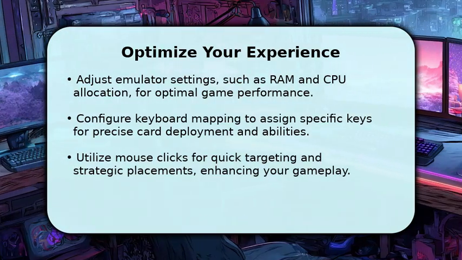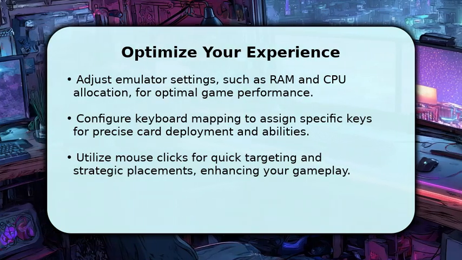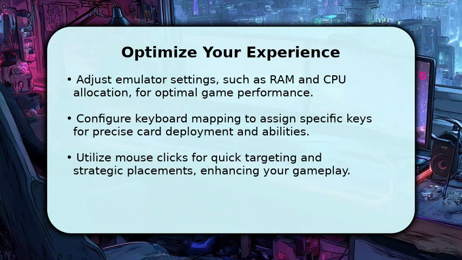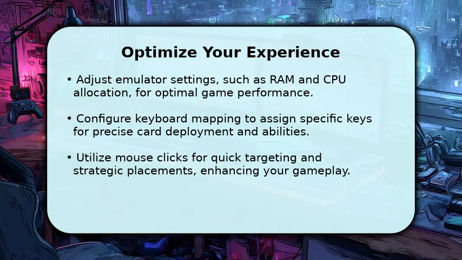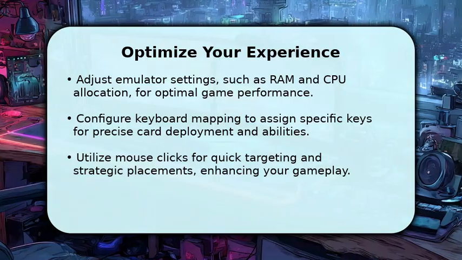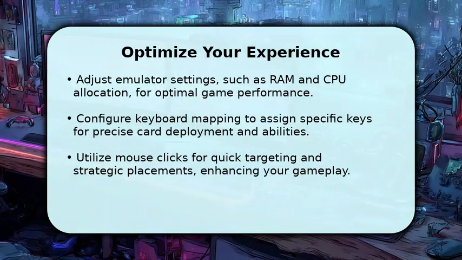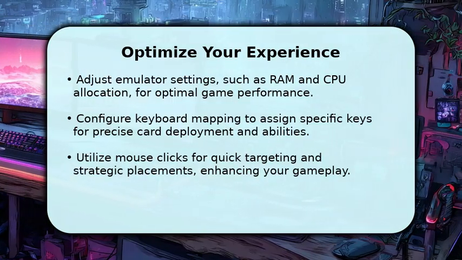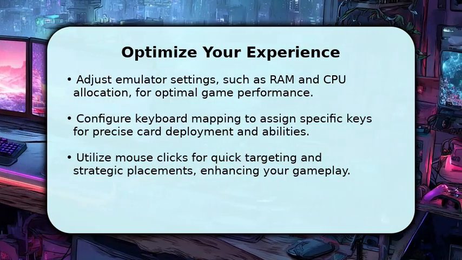To enhance your gameplay, take a moment to optimize your emulator settings. Adjusting performance options, like allocating more RAM or CPU cores, can significantly improve smoothness. Crucially, configure keyboard mapping to assign specific keys for deploying cards and abilities, offering far more precise control than touch. Utilize your mouse for quick targeting and strategic placements, giving you a competitive edge.